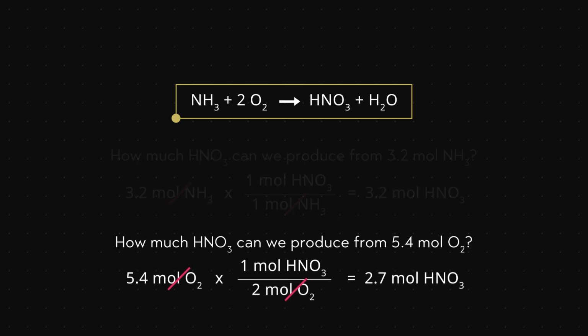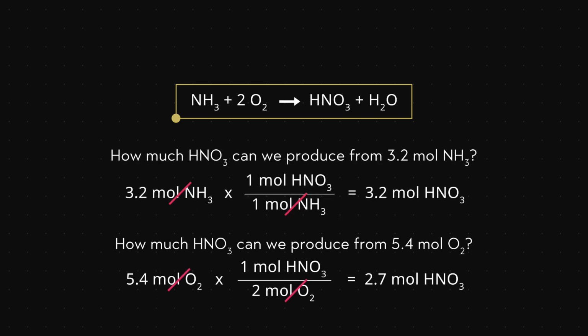The ammonia is able to produce 3.2 moles of nitric acid, while oxygen can only produce 2.7 moles. The oxygen is going to run out first, just like my avocados. Therefore, the oxygen is the limiting reactant.